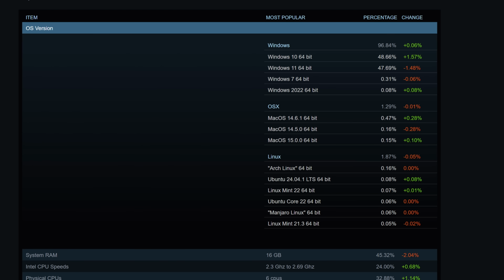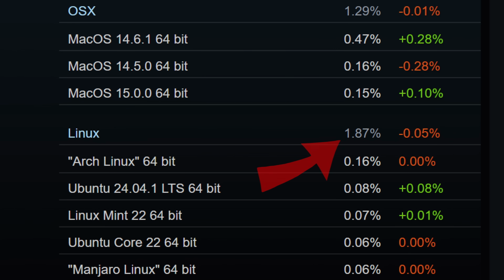Shouldn't we demand native games, though? No, we shouldn't. Here's why. Game development is an extremely cost-sensitive endeavor. Believe me, I know. And despite the fact that we've got some 6 to 7 million monthly active Steam users on Linux, we're still only about 2% of the total Steam user base.